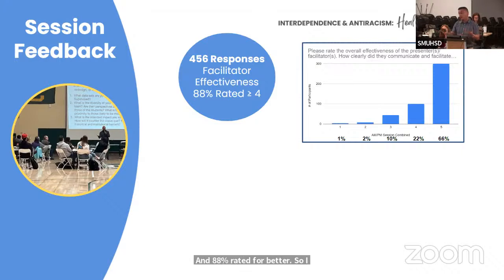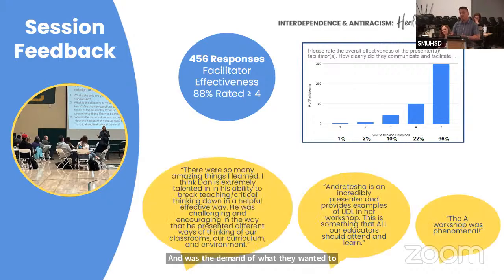So meaning to say that the sessions that we selected were really in alignment with the demand of what they wanted to see, and what it means to change and lift and empower them as educators. And I'll just uplift a couple of our educators who really spotlighted our internal expertise, the AI workshop.